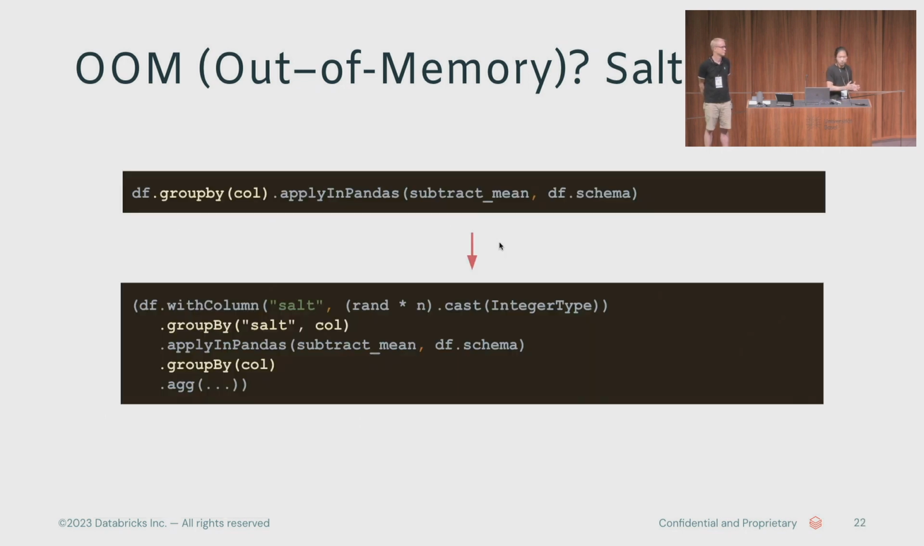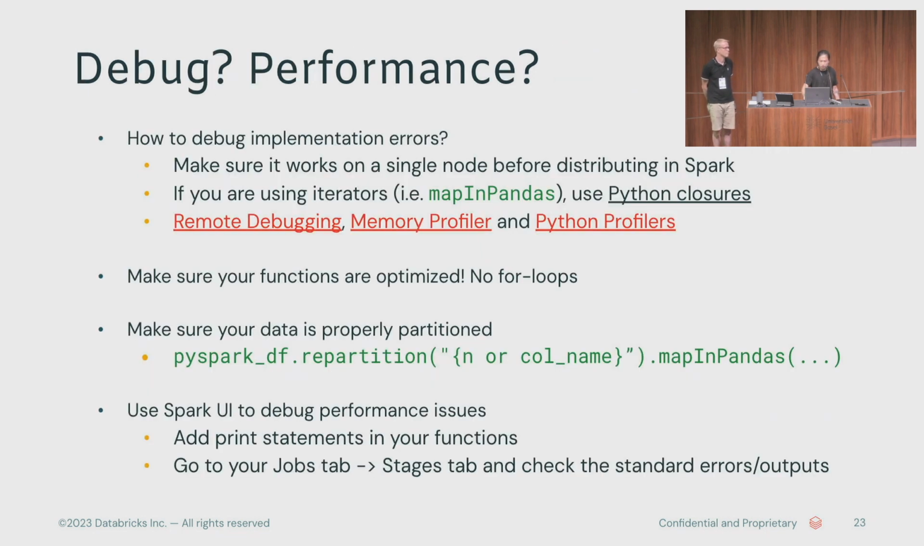How do you use it in an actual example? As you can see, I added a column called salt here, and then aggregated it, and then aggregated it one more time. So you can avoid the out-of-memory by using the partial aggregation technique.